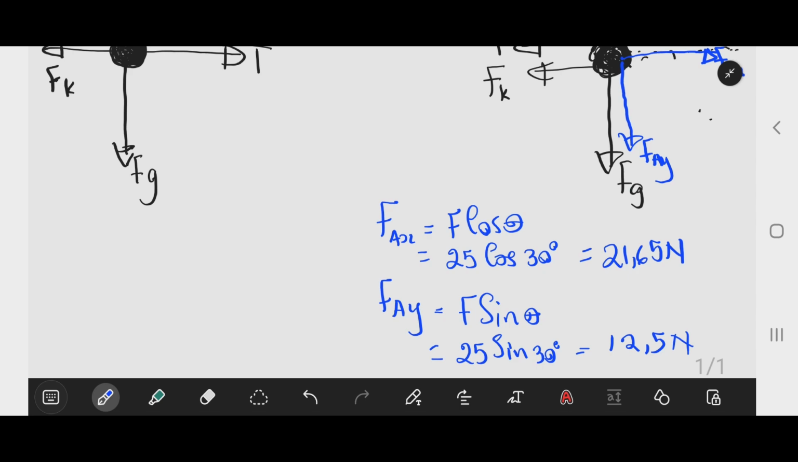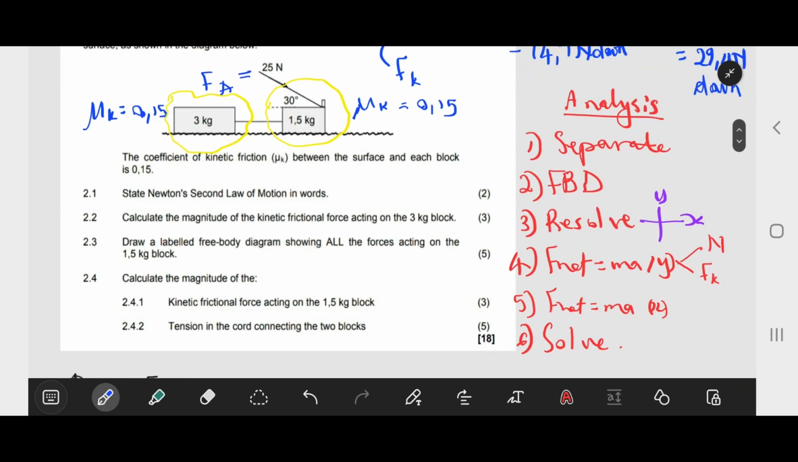So we are done now with step number 3, which is resolving our forces. We have resolved the applied force, which was applied 30 degrees from the horizontal. Okay, so step number 4, we go to F net in the y-axis. The main reason why we do this step is because we want to calculate the normal force and the kinetic friction, okay?